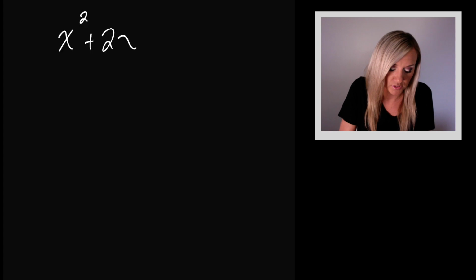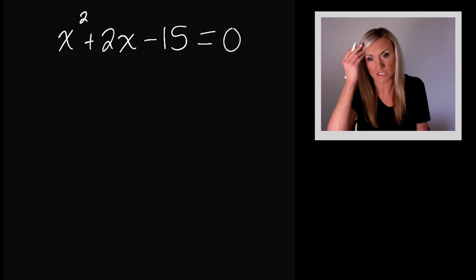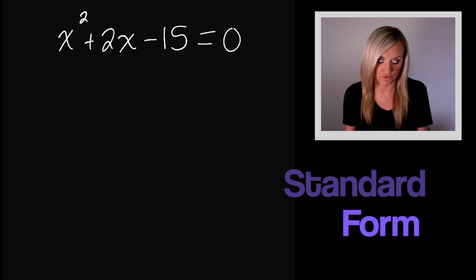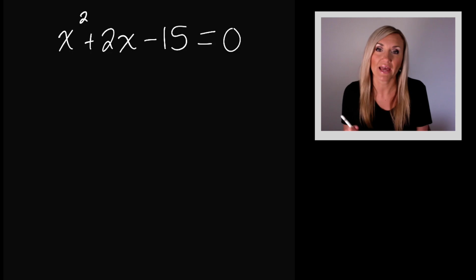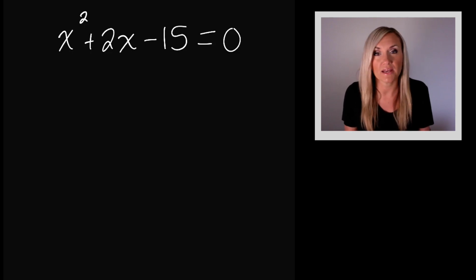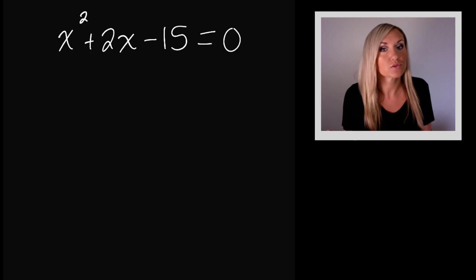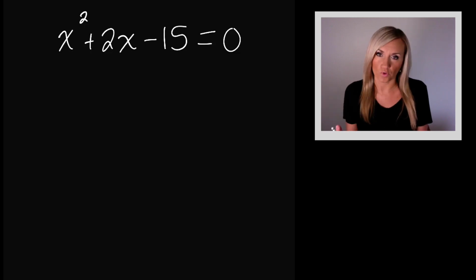Okay, so for our first example, we are going to start off with x squared plus 2x minus 15 equals 0. So I want you to notice something. Our equation here is in standard form, right? We have our x squared listed first, then our second term has that variable with it. The last term, that negative 15, does not have a variable, which is our constant, and it does equal 0. So that's what we would like to do, have it in standard form before we start to factor.